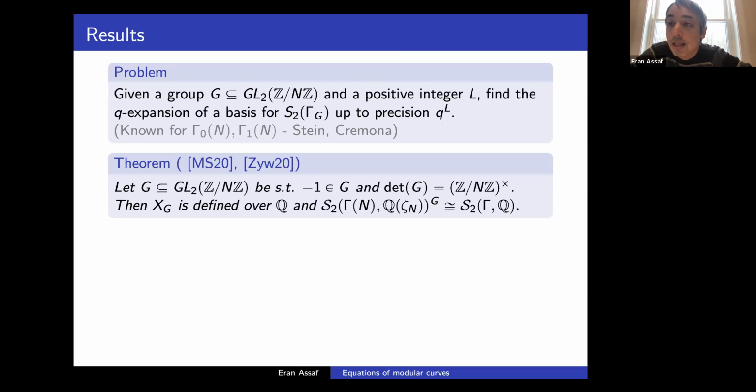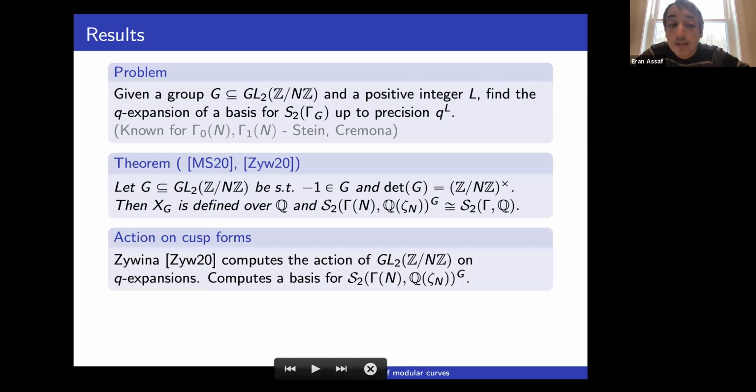You can look at the modular forms for the principal congruence subgroup with coefficients in a cyclotomic field. These have an action of the group GL2(Z/NZ), and you can look at the subspace fixed by your subgroup G. So if you have some subgroup of GL2(Z/NZ), you can look at the invariant subspace under this group G, and this will give you your modular forms. This approach is used by Zywina to compute the action on q-expansions. So you have q-expansions in this larger space, you compute the action, and then you compute a basis.